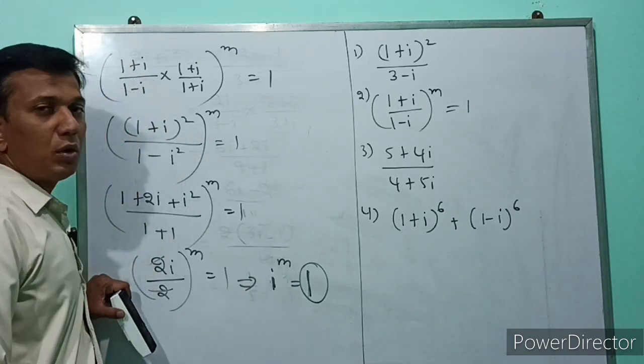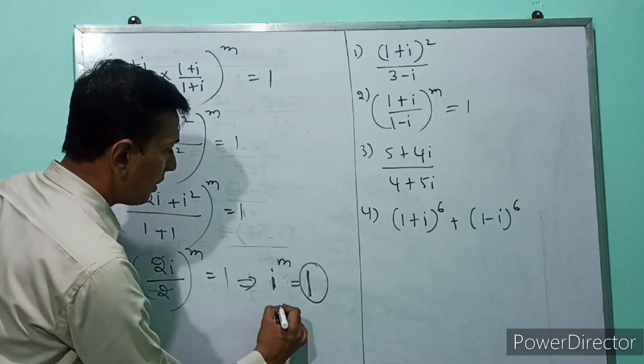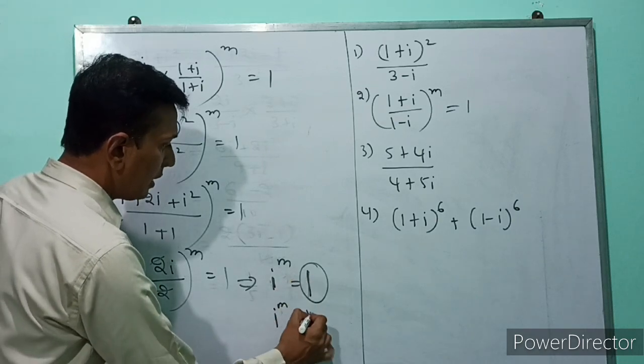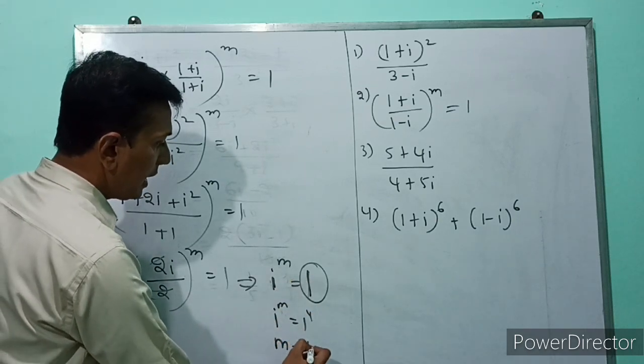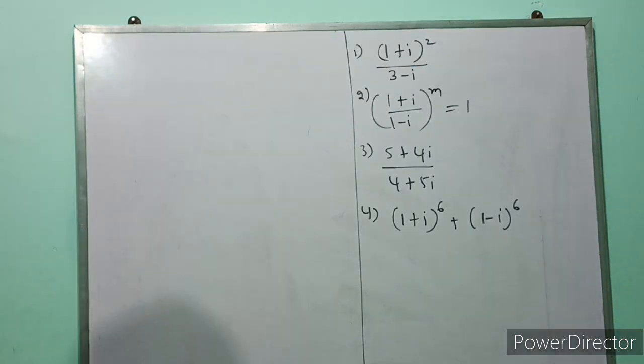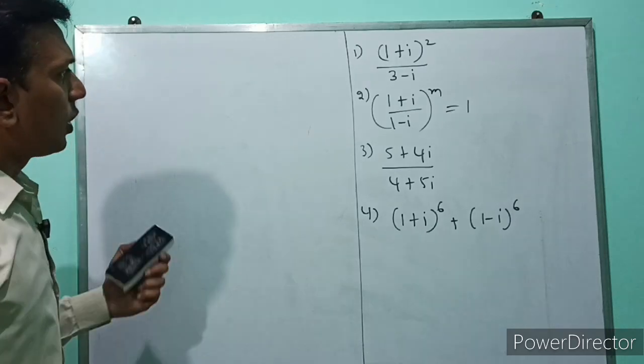So when we are discussing the integral powers of the imaginary number, i power 4 value is 1. So I can replace this 1 with i power 4. So therefore I can say that m is 4. The next one is (5 plus 4i) by (4 plus 5i).